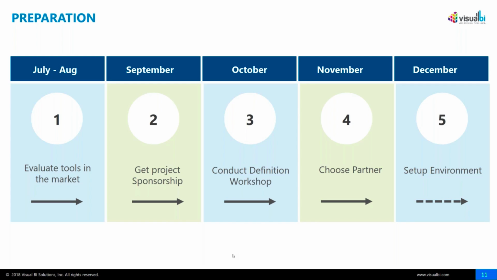In September, we really focused on getting project sponsorship from our executive team, with numerous meetings with our C-level organization to educate them on why this is the right strategy for the long term and to get their input and their buy-in. In October, we conducted a definition workshop, and we'll talk more about that. In November, we chose our partner, and in December, we set up the environment. So a little more detail around all of this moving forward.